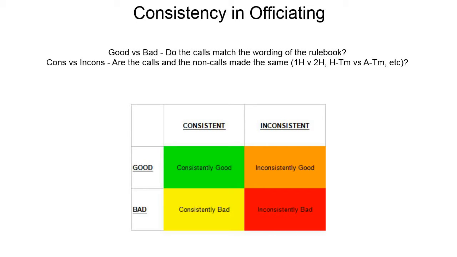I am back with part 7 of my video series on bad officiating in the 2016 NCAA Championship game. This video will focus on inconsistency in the game's officiating. Being consistent or inconsistent in officiating is far different than being good or bad.